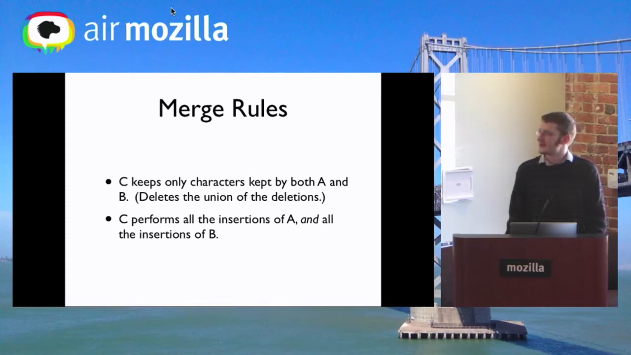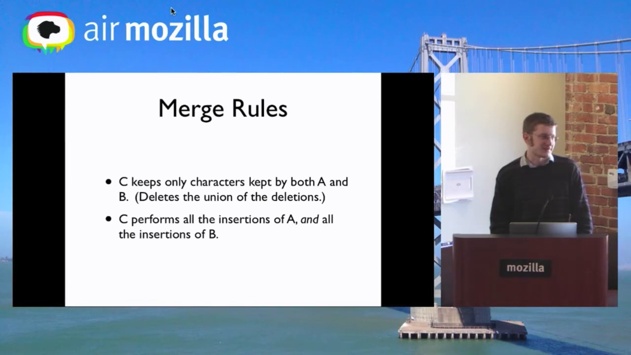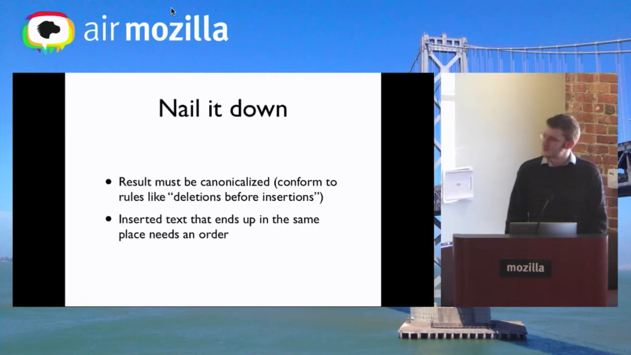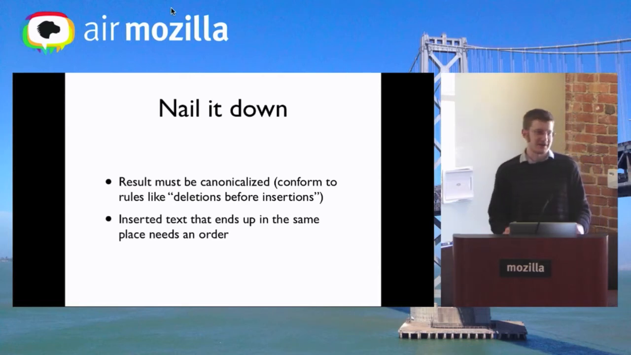Another way to say that is it deletes the union of deletions. It deletes everything deleted by A and everything deleted by B. And it performs all the insertions of A and all the insertions of B. And then to nail that down more specifically, we have to worry about this rule that deletions always come before insertions. And there's also the subtlety that two people can insert text in the same place, and you have to order it one way or the other, basically.